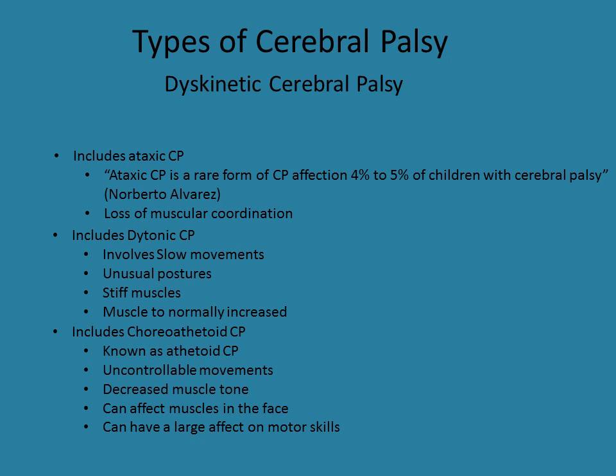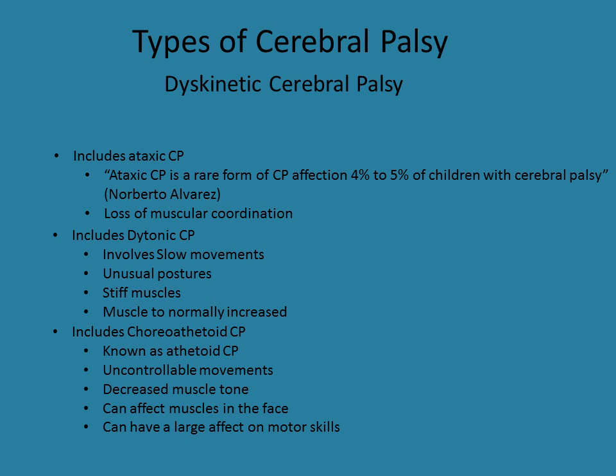The next type of cerebral palsy I'm going to talk about is called dyskinetic cerebral palsy. It includes 3 types within itself. The first type is ataxic cerebral palsy. Ataxic cerebral palsy is a rare form of CP affecting 4 to 5% of children with cerebral palsy, according to MedicineNet.com. It includes a loss of muscle coordination and motor skills are greatly affected.